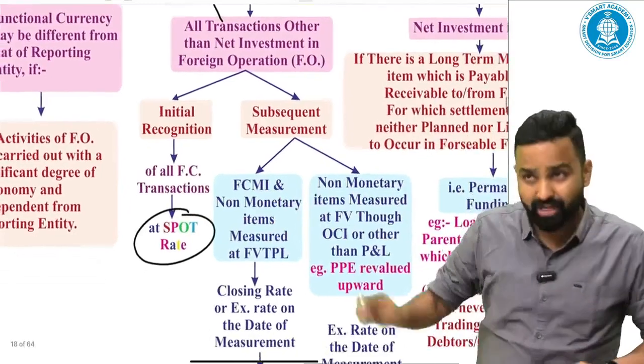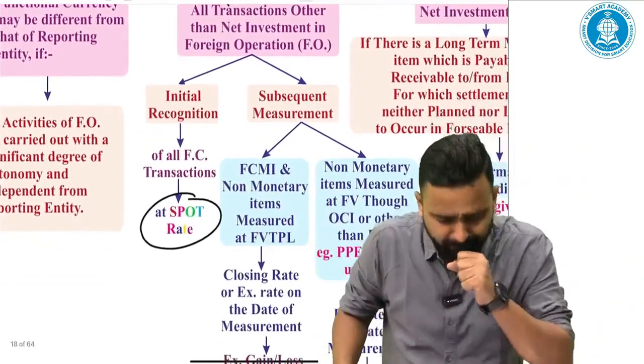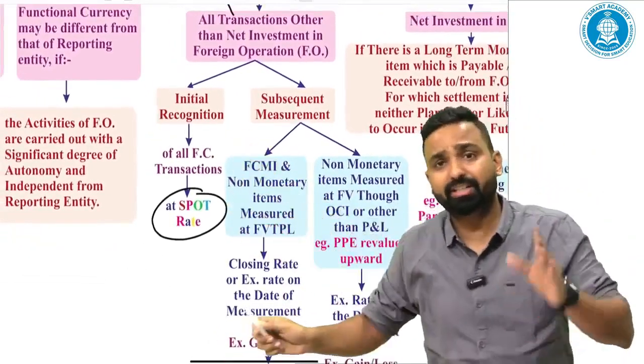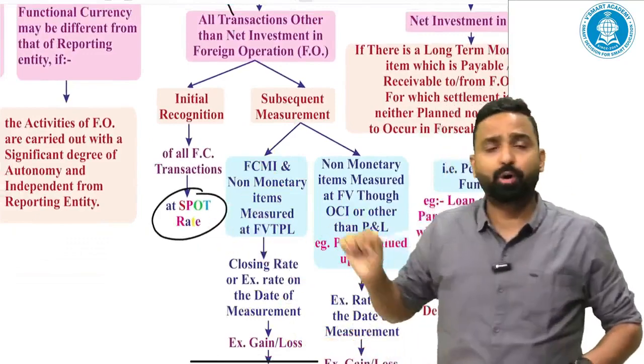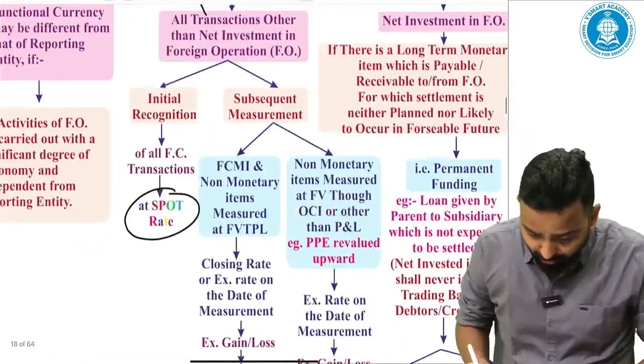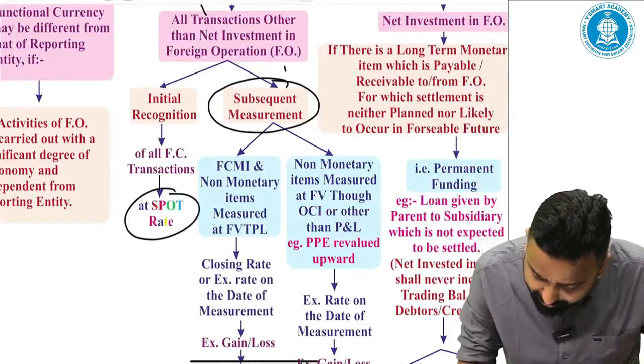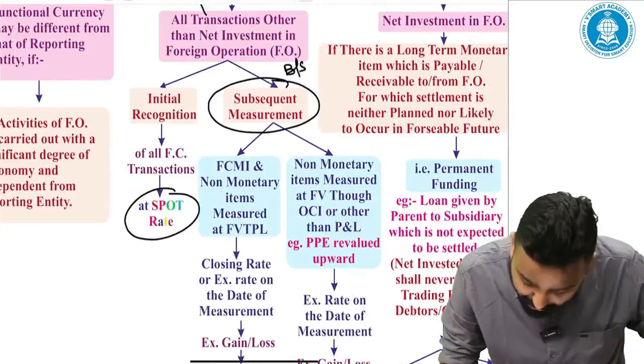Understood? Now, suppose you recorded the transaction the first time at spot rate. Now what to do? Subsequent measurement. Subsequent measurement happens at the balance sheet date.